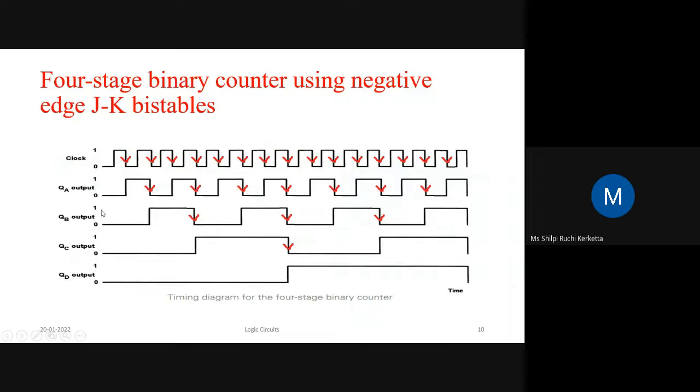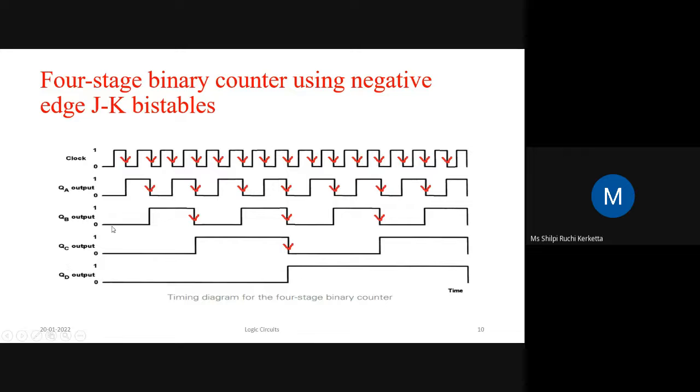Then for QB, this is the clock for this QB. Here we can see the first negative edge triggering, so it will change from 0 to 1. Then the second edge triggering, so it will go from 1 to 0. Here the third one is there, so it will go from 0 to 1.